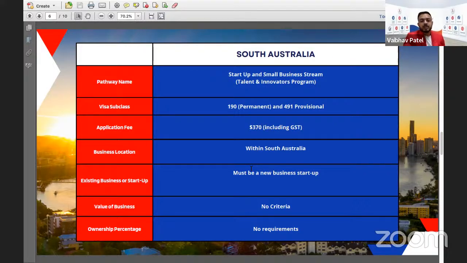Visa subclasses: it is available for 190 and 491 both. Business location can be anywhere in South Australia. That means you can have it in Adelaide or in outer Adelaide as well, outer South Australia as well. Whether you have an existing business or a startup business, in South Australia you have to have a startup only. You cannot purchase an existing business like Canberra or Queensland, and your business has to be a completely new startup business. There is no purchase requirement because you're not purchasing the business.